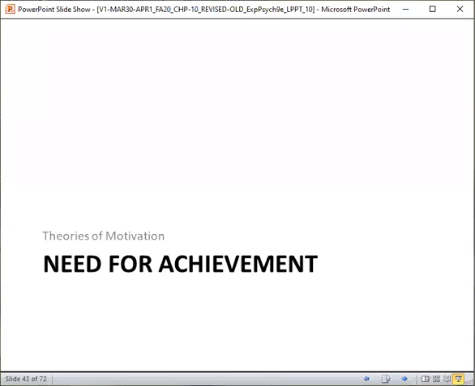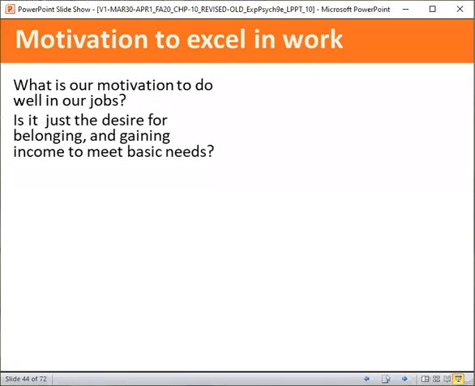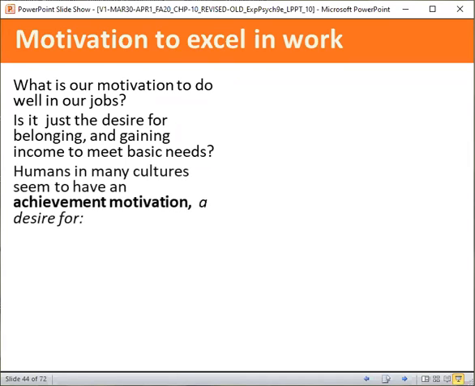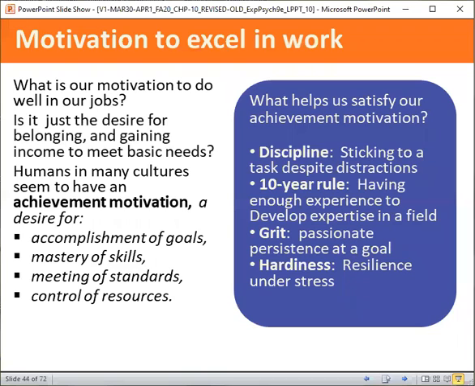So this last thing we want to talk about is the need for achievement. What is our motivation to do well in our jobs? Is it just the desire to belong and gaining income to meet the basic needs? Humans in many cultures seem to have an achievement motivation, which is a desire for accomplishment of goals, mastery of skills, meeting of standards, control of resources.